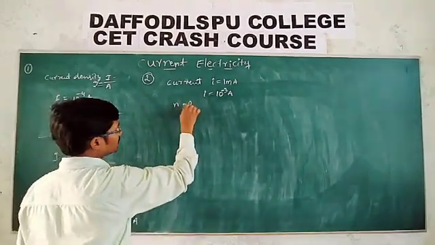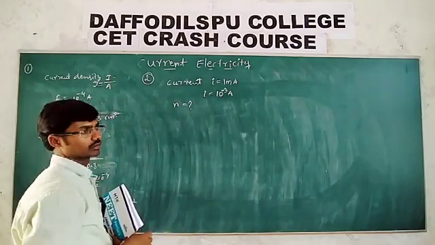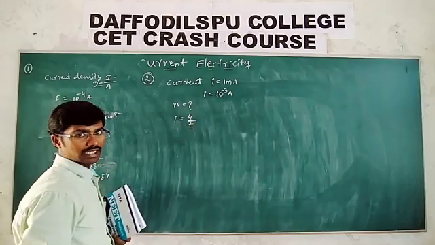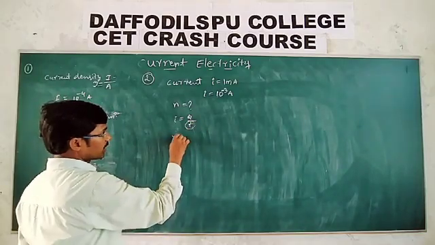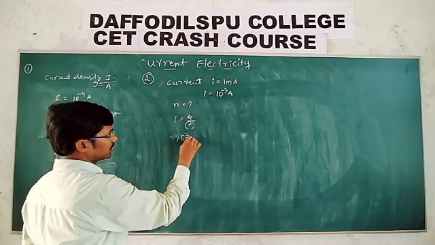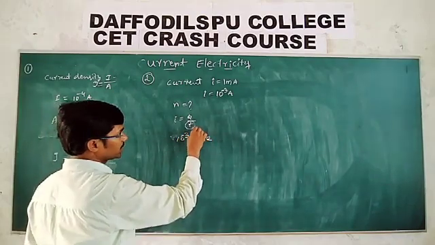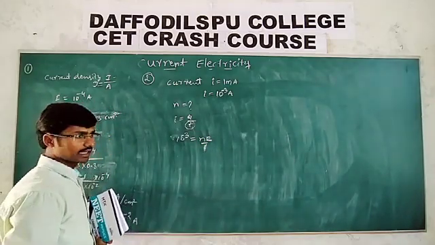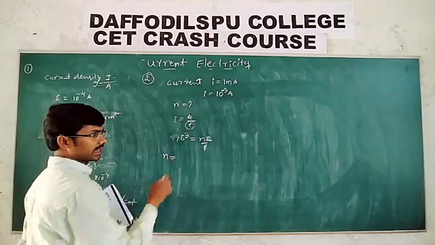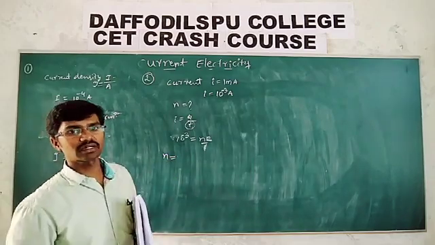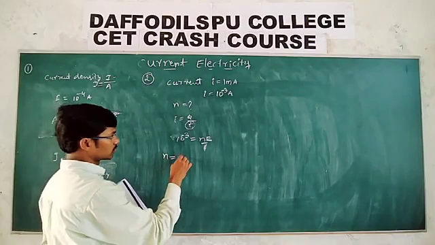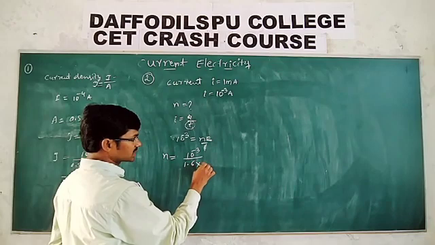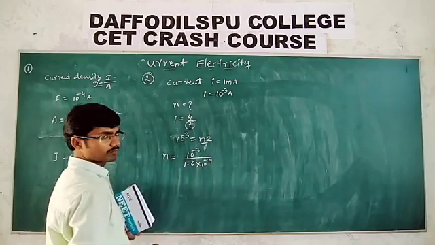And how many electrons are flowing in 1 second? We know I is equal to Q by T, charge flowing per unit time. For 1 second they have given. Then I is equal to 10 power minus 3 is equal to N into E by 1. E is the charge of the electron, but we need to calculate N, the number of electrons flowing through the conductor. N is equal to 10 power minus 3 by E. E represents 1.6 into 10 power minus 19 coulomb.